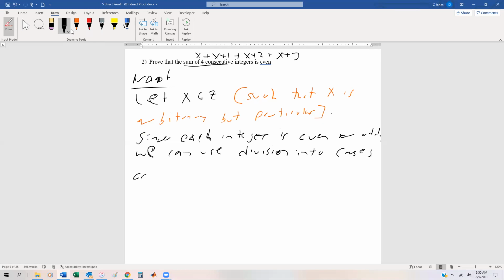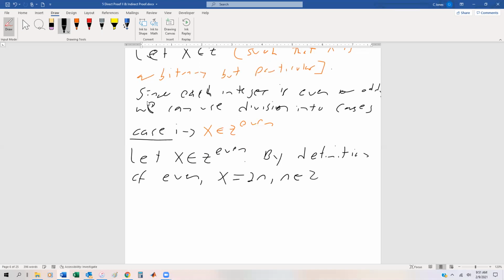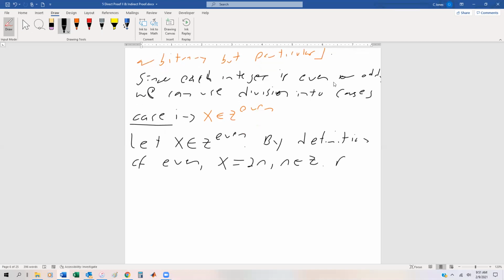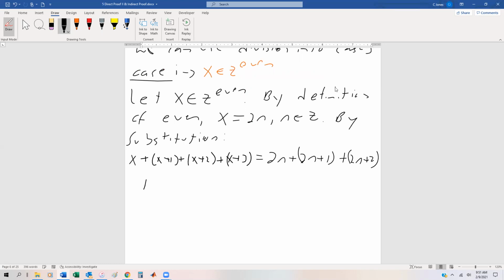All right. So case one, similar to what we did before, we're going to start with the even case. Let's let x be an element of Z even. So defining x as Z even, by definition of even, we can say that x is going to be equal to 2n, where n is an element of the integers. By substitution, we could say that x plus 1 plus x plus 2 plus x plus 3 is going to be equal to 2n plus 2n plus 1 plus 2n plus 2 plus 2n plus 3.